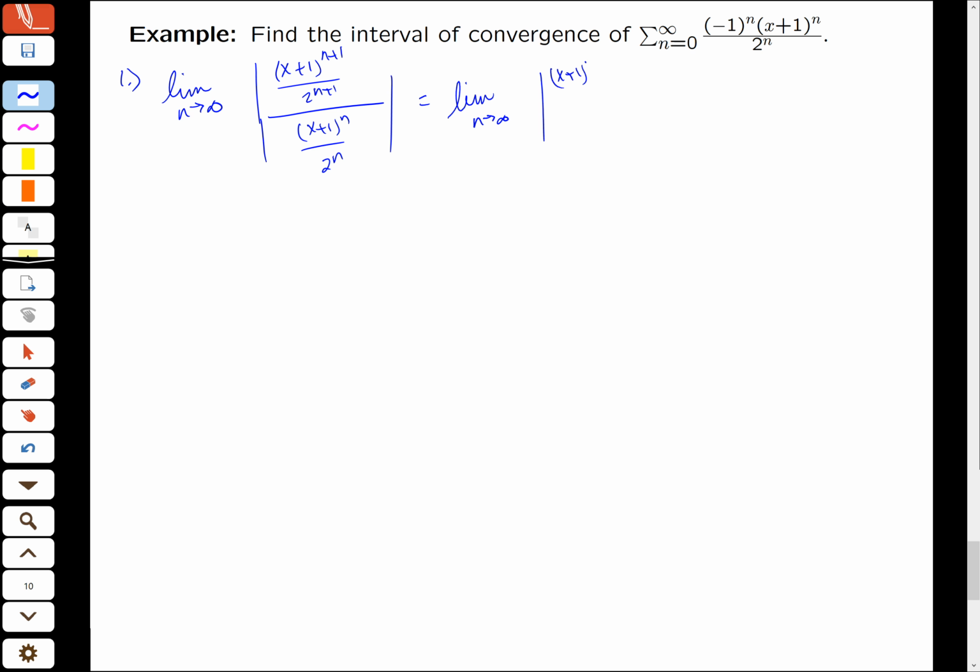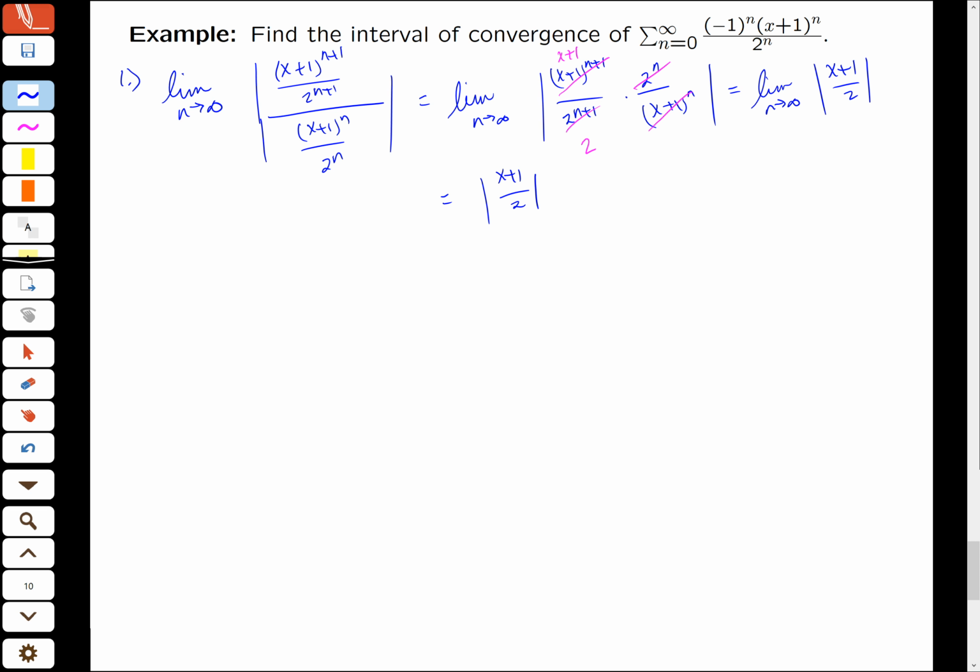X plus 1 to the n plus 1 over 2 to the n plus 1 times 2 to the n over x plus 1 to the n. Now let's cancel. 2 to the n and 2 to the n plus 1 leaves you 2 in your denominator. And x plus 1 to the n, x plus 1 to the n plus 1 leaves you x plus 1 in your numerator. So you have the limit as n goes to infinity of x plus 1 over 2. What is that limit? There's no n's in it, so it's just our x plus 1 over 2, right?